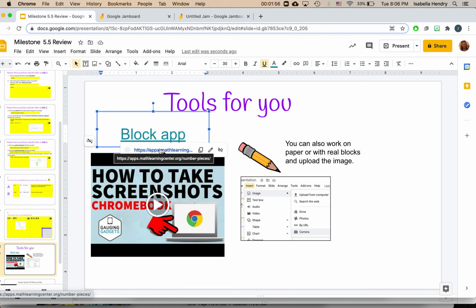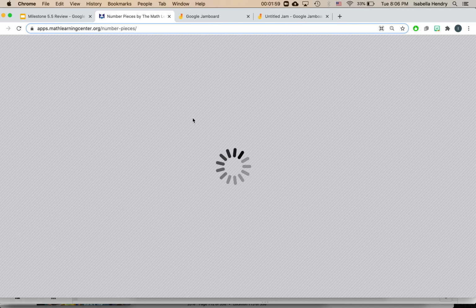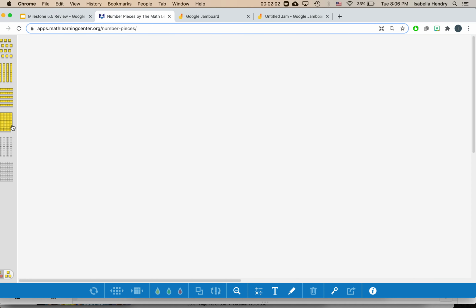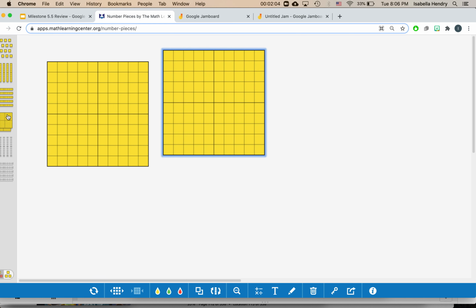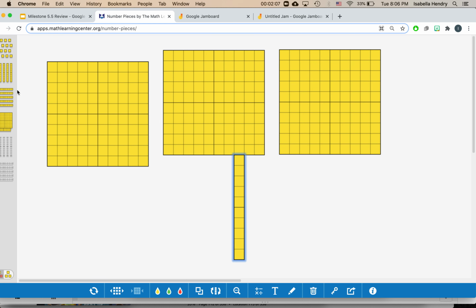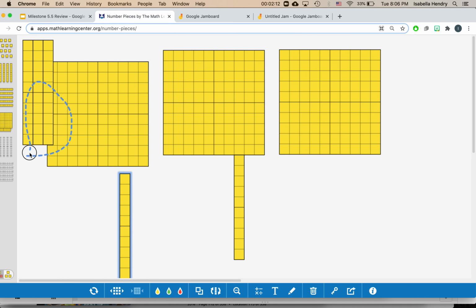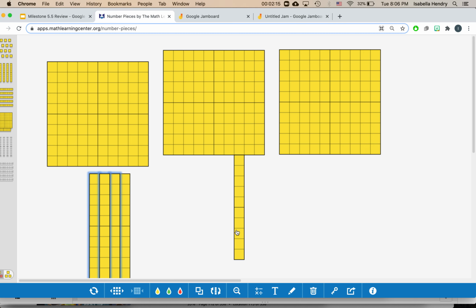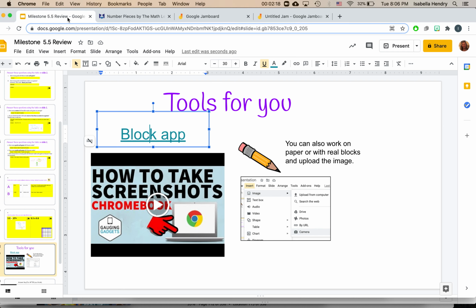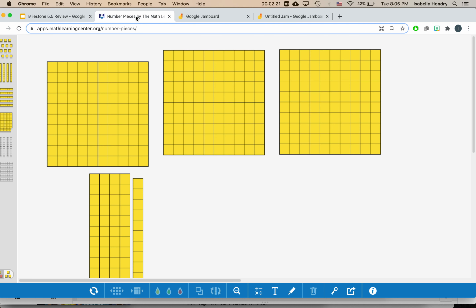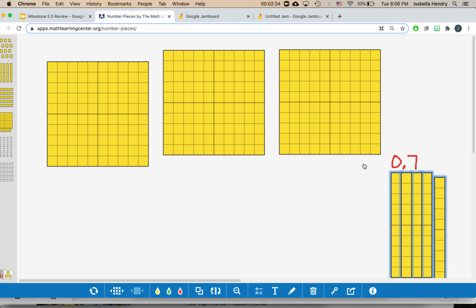So I'm going to click on Block App. And I'm going to put 3.5: 1, 2, 3, 4, 5. Okay. And I'm dividing it into groups of 0.7. So I want to put 0.7 in each group. So I'm going to start with these. So that's 0.5, 5 tenths.